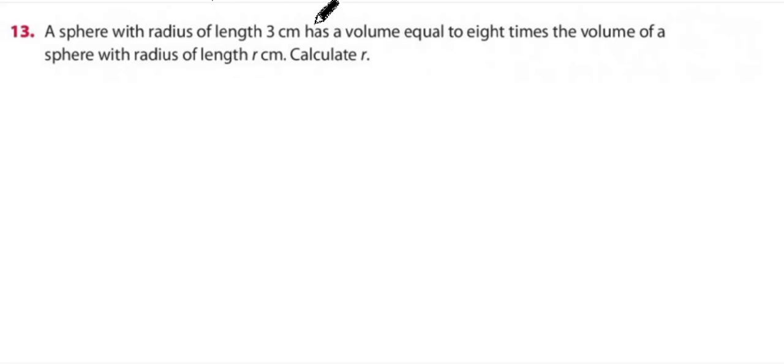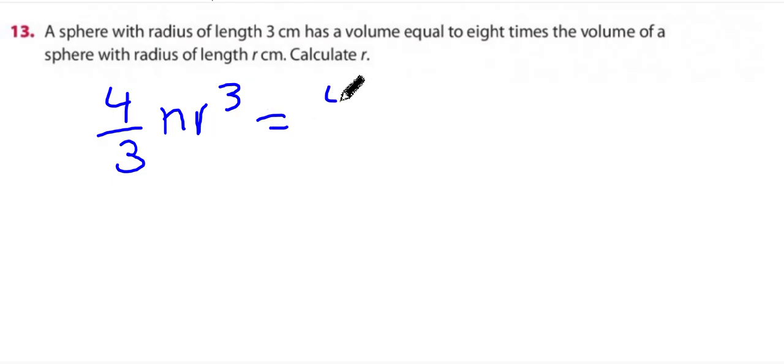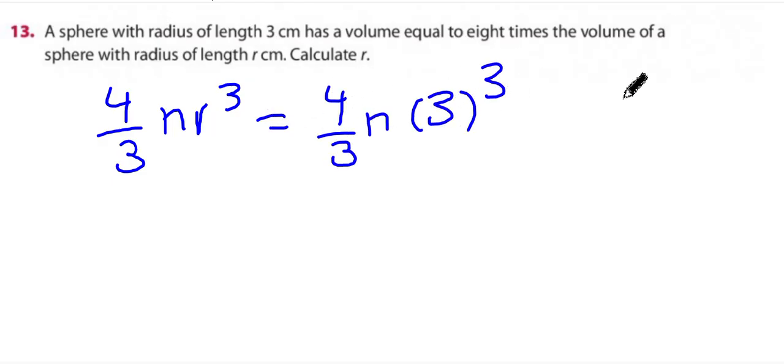A sphere with radius of length 3 has a volume equal to 8 times the volume of a sphere with radius length r. Calculate r. Okay, what I'm first going to do is concentrate on the sphere with radius 3. Is everybody happy that's the sphere? Okay, and what do we do? It's 4 over 3 pi times 3 to the power of.